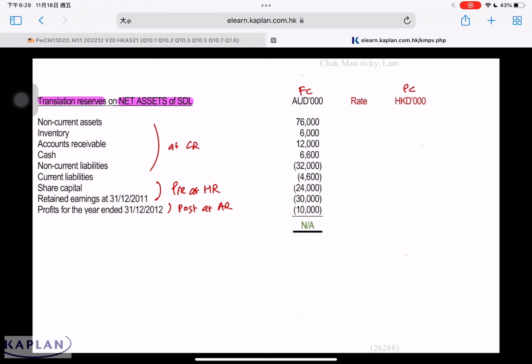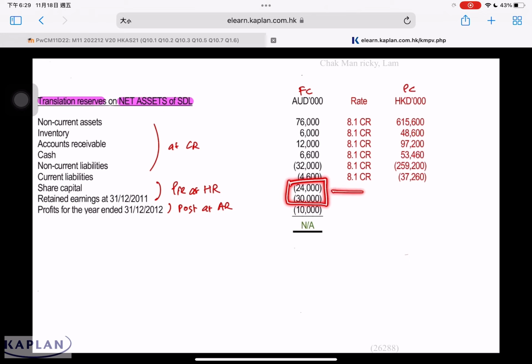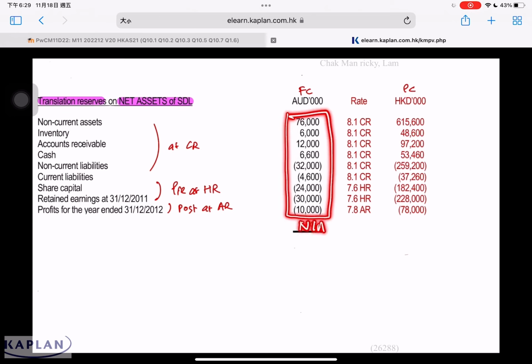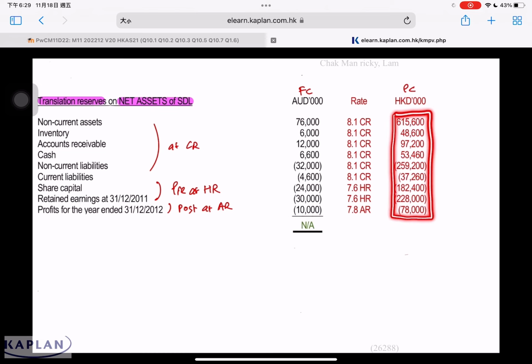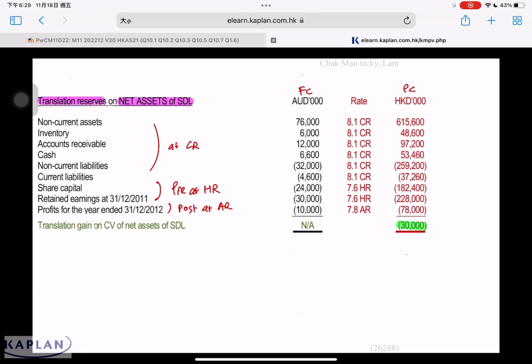Obviously, we need to know what exchange rate to apply. All assets and liabilities will be using the closing rate. Equity at the acquisition date represents the pre-acquisition equity. This is a figure that we first translate when we calculate goodwill. And the profit for the year will be translated using the average rate. The positive represents debit. The negative represents credit. This is positive, positive, positive, positive. This is negative, negative. If you add up this column, there should not be any differences. Now you add up this column, there is a translation difference of 30. This 30 is a credit balance. If it's a credit balance, it represents a translation gain. This is translation gain on the net assets of STL.